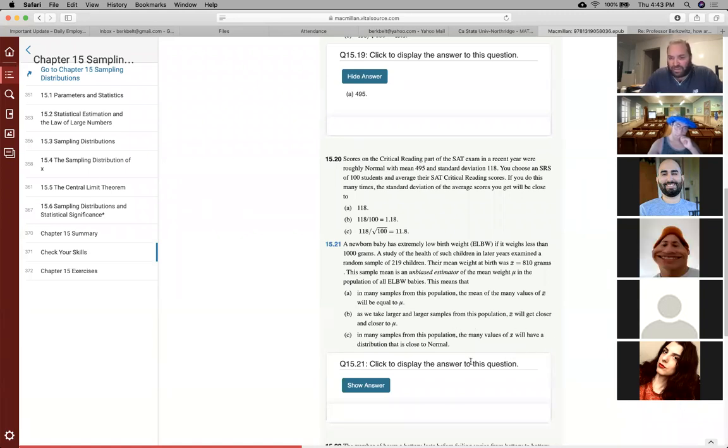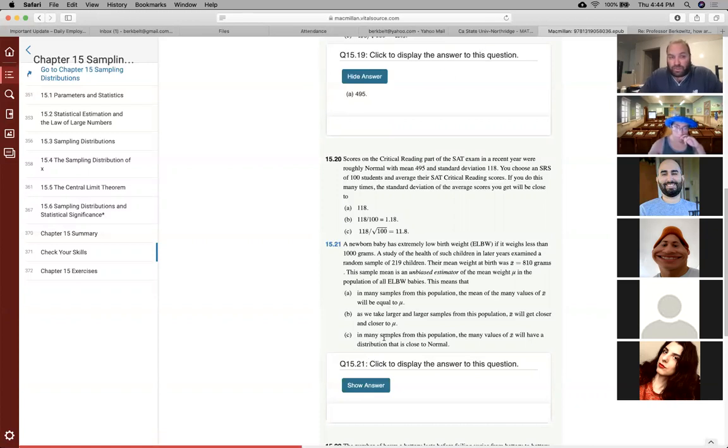C, we gave this a name. In many samples from the population, the many values of X bar will have a distribution that is close to normal. If the sample size is large enough, X bar will be close to normal. What do we call this one here? I'll give you a hint. It's on the page. Is it a normal distribution? No, this was called the central limit theorem.